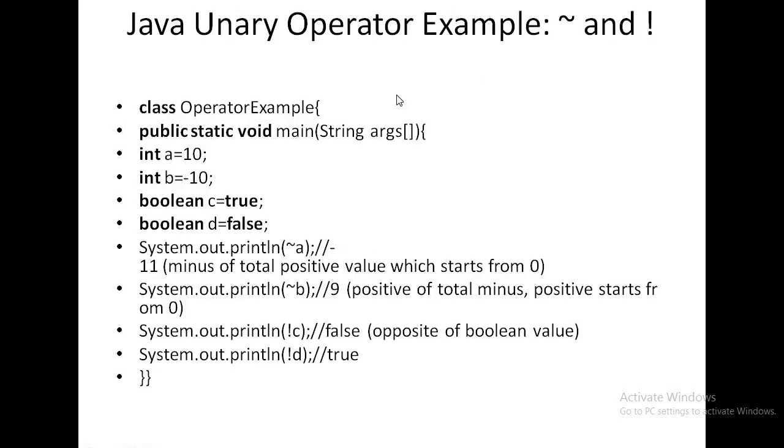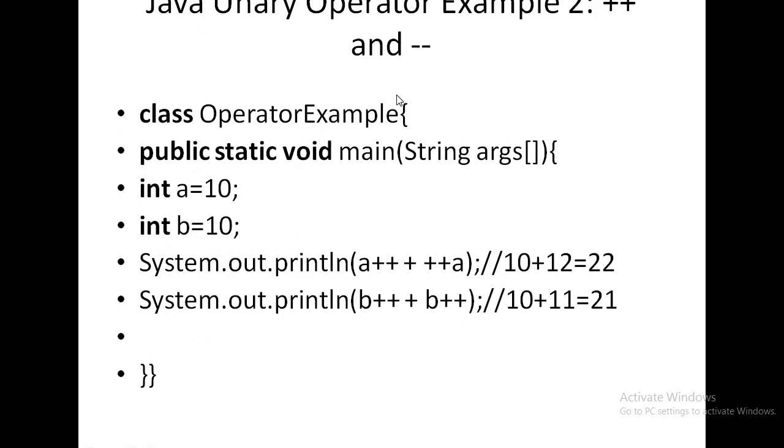Then see, this is another example. Okay, this is the class and this is the main method. I will take two variables, a is equal to 10 and b is equal to 10, and both are integer variables. System.out.println a plus plus plus plus plus a. a plus plus means post incrementation. Plus plus a means pre-incrementation.